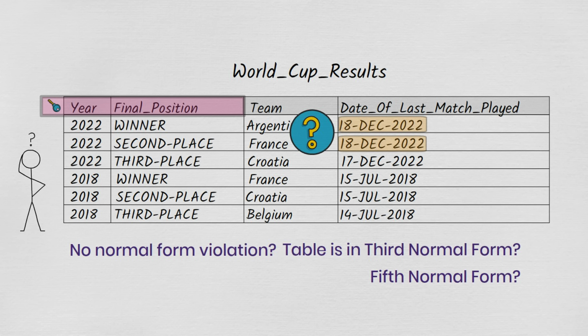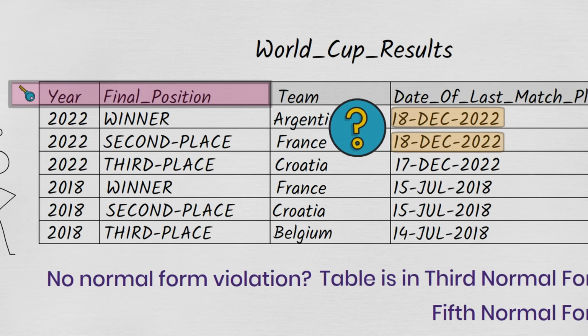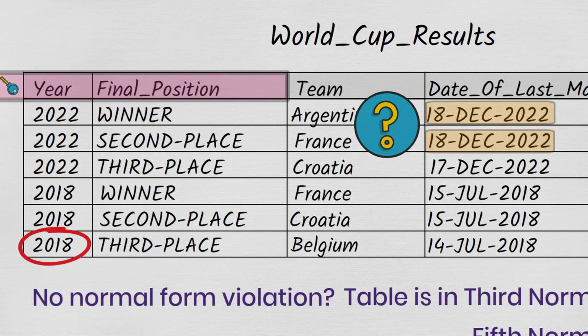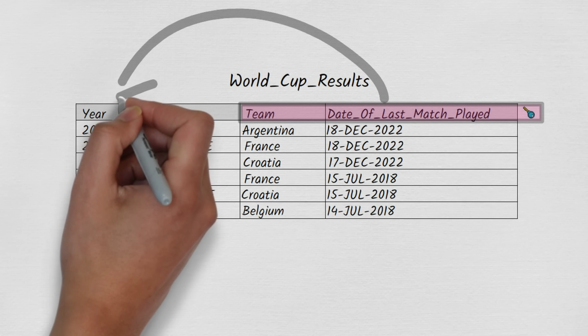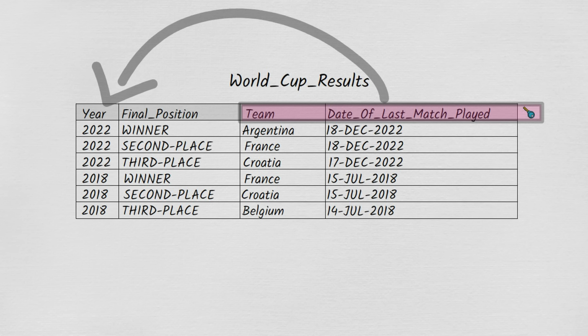You keep looking for redundancy. Suddenly, it occurs to you, year is redundant. The year column could be removed from the table and nothing useful would be lost because date of last match played tells you the year anyway. But then again, how can year be removed? Year is part of the primary key. So if there was no year, what would happen to the primary key? Then it hits you. You could define the primary key as the combination of team and date of last match played, which would mean year is dependent on just part of the primary key, date of last match played, which would mean the table violates second normal form. That's it. That's the answer.